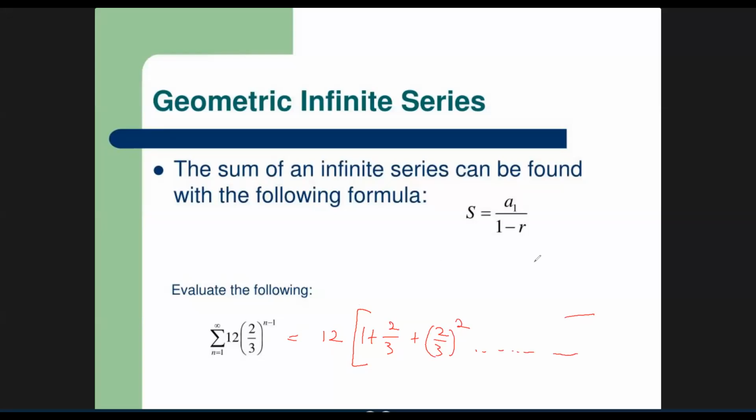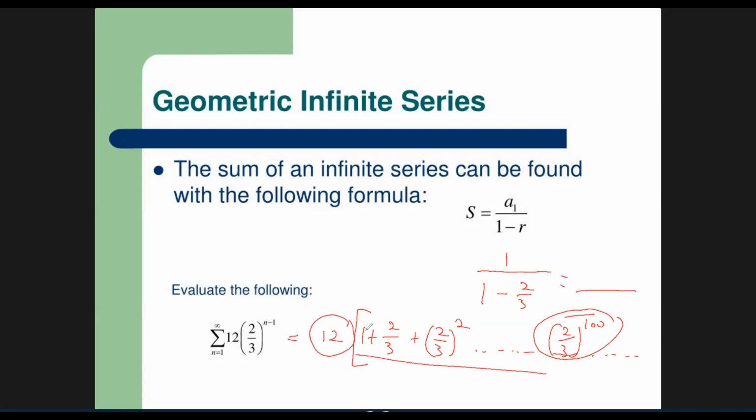So if you want to find the sum of this, you notice it's going to get very, very small, because you might end up with 2/3 to the 100th power here. This is going to be almost 0, right? So to get the sum, you put it in here. The first term is 1 over 1 minus the common ratio, which is 2/3. Whatever that works out to be, that's your answer. And then, of course, you multiply by 12, and you finish.